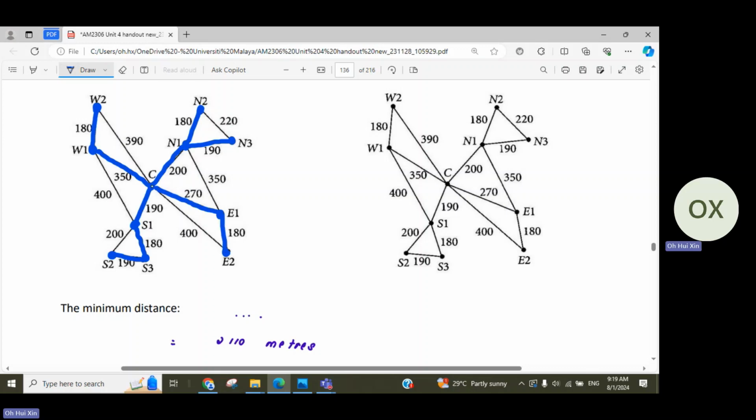Okay, if you're doing it correctly, then you should be able to get this answer. So when you add up all the numbers together, then you should be able to get the answer that I gave to you. So you just list down the entire thing, then write down the answer.